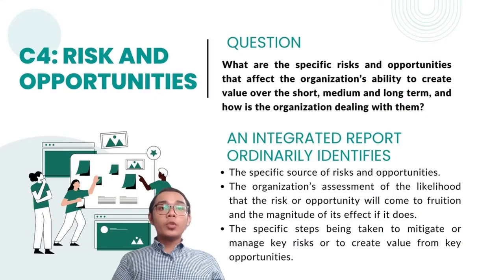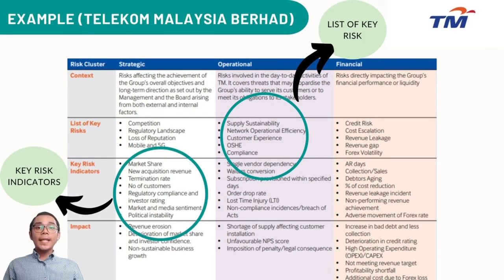Next, risks and opportunities. What are the specific risks and opportunities that affect the organization's ability to create value over the short, medium, and long term, and how is the organization dealing with them? An integrated report ordinarily identifies the specific sources of risks and opportunities. So, for this slide, I will show you the list of the key risks and the key indicators from the example.